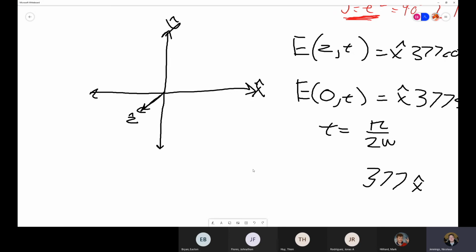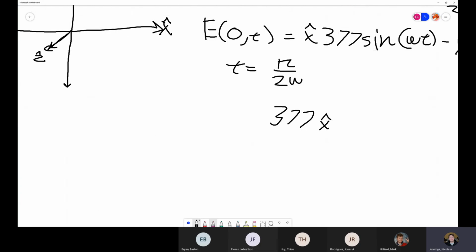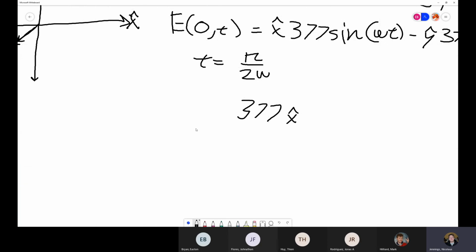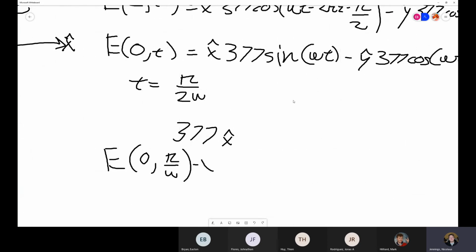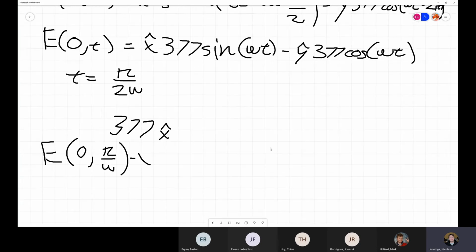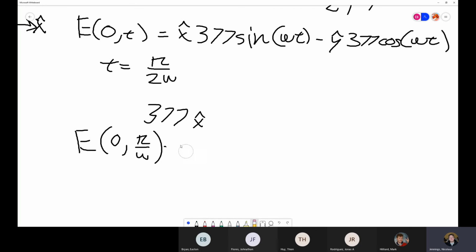Yes, so positive x hat direction. That means it's right here at pi over 2, so t equals 0, it starts right here and goes this direction. And then when we just do pi over omega, we plug in a pi, that's just 0 right here, and the cosine turns into negative 1, so then it's a positive y hat there.